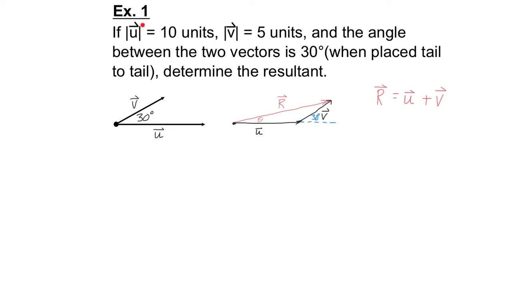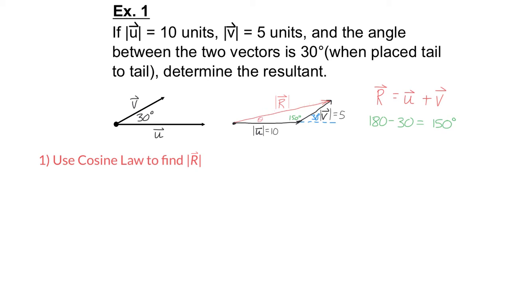First off, the lengths are given in the question. The magnitude of U is 10 units, the magnitude of V is 5 units. And this angle in here, it's on a straight line. This is 30 degrees. A straight line is 180. So 180 minus 30 is 150 degrees. So I have a 150-degree angle in there. My first step is going to be to find the length of this side, which is the magnitude of R.